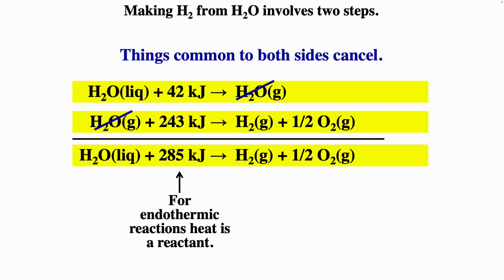Now, we're writing the heat just like a reactant because these are endothermic processes. Remember, for endothermic processes, delta H is positive, heat is a reactant. And so we can add the heat together, and for the entire process, we get 285 kilojoules per mole. And so again, Hess's law says that the change in delta H for one pathway has to be equal to the change in delta H for the other pathway. If you add reactions, you add the corresponding delta H's.